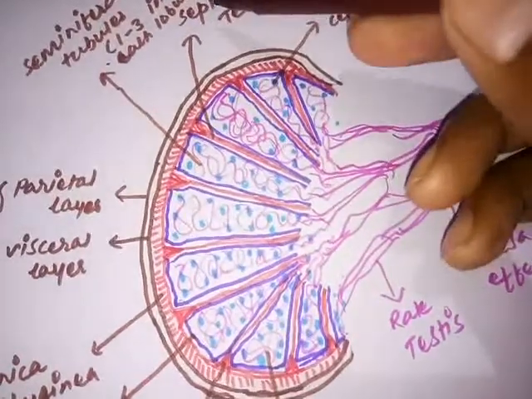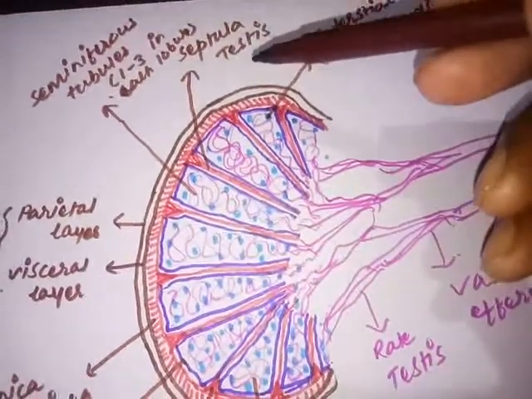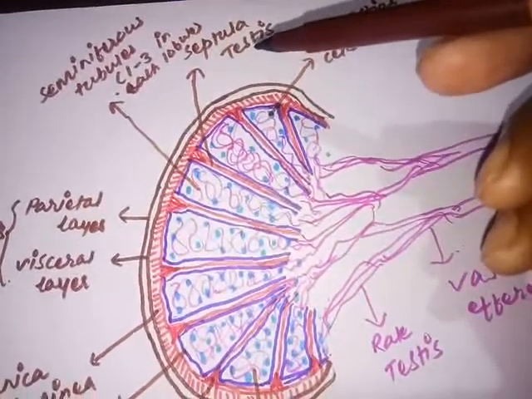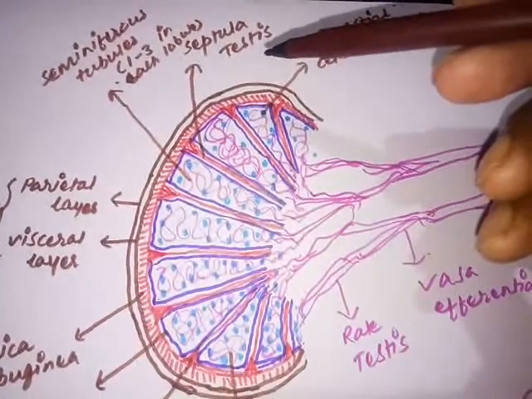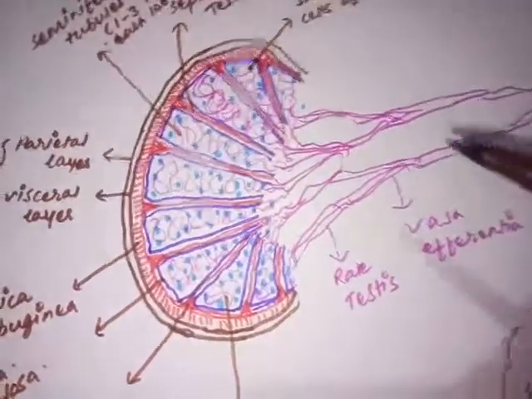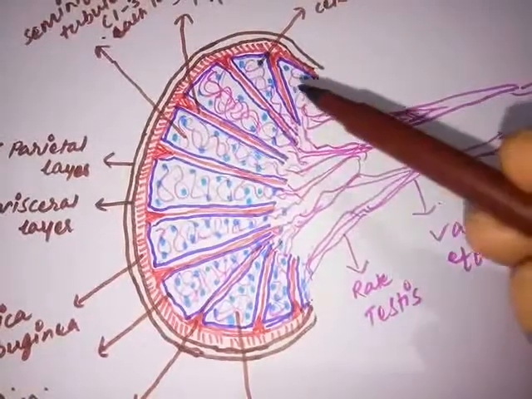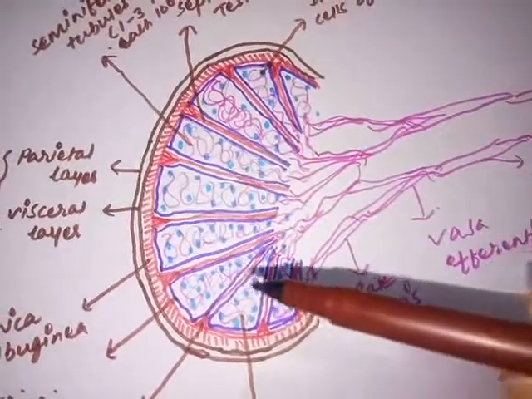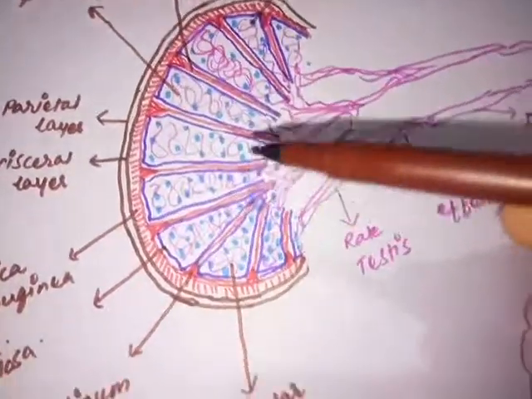So that partition is called what? Septula testis. Are you getting my point? The mediastinum testis continues in the form of septa inside the testicular cavity, and that partition is called septula testis. Very important: due to the arrangement of these septula testis, you can understand that the complete testis is divided into many chambers. Are you getting my point?